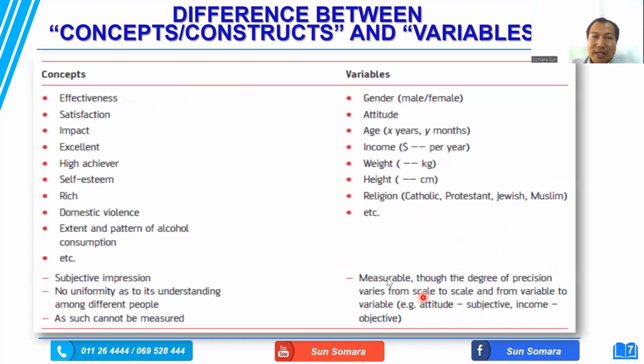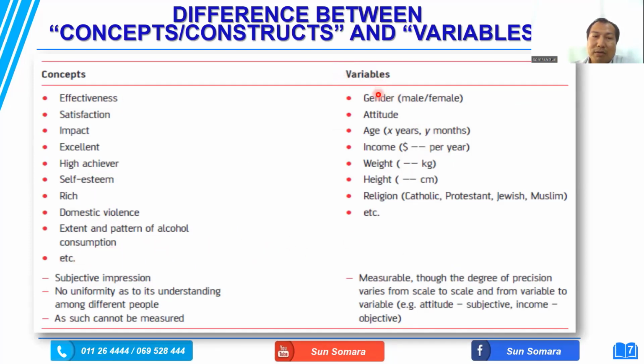So here you can see this part about concept. It might be about effectiveness, satisfaction, impact, excellent, high achiever, self-esteem, rich and poor, for example, right? Domestic violence, extent and pattern of alcohol consumption, etc.